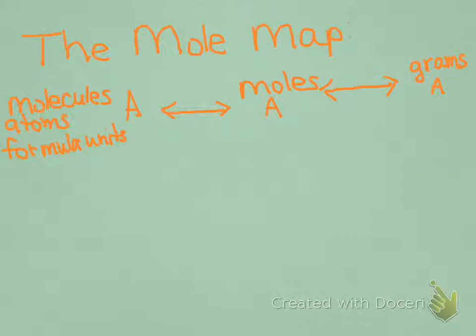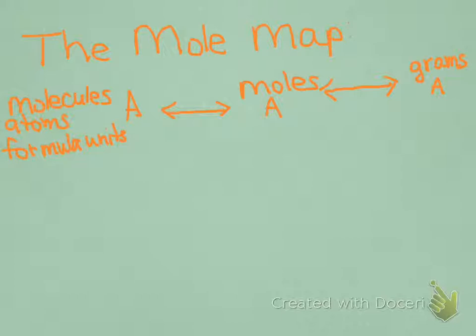Okay, so mole conversions are no different than all of the other types of conversions we've done. You just have to know what your conversion factors are, what your equality statements are. So the mole map helps us to get there. And right now, our mole map has 3 parts. In our next unit, we're going to add another entire 3 more steps to our mole map.